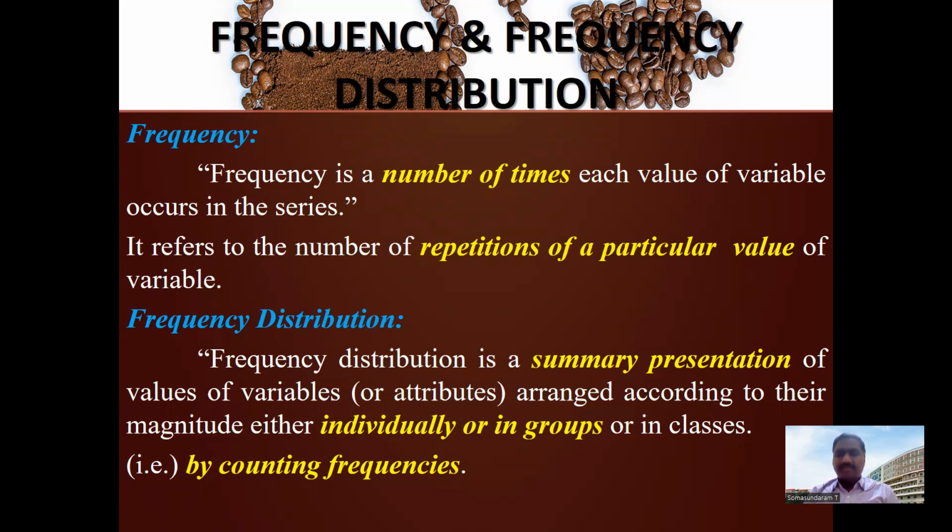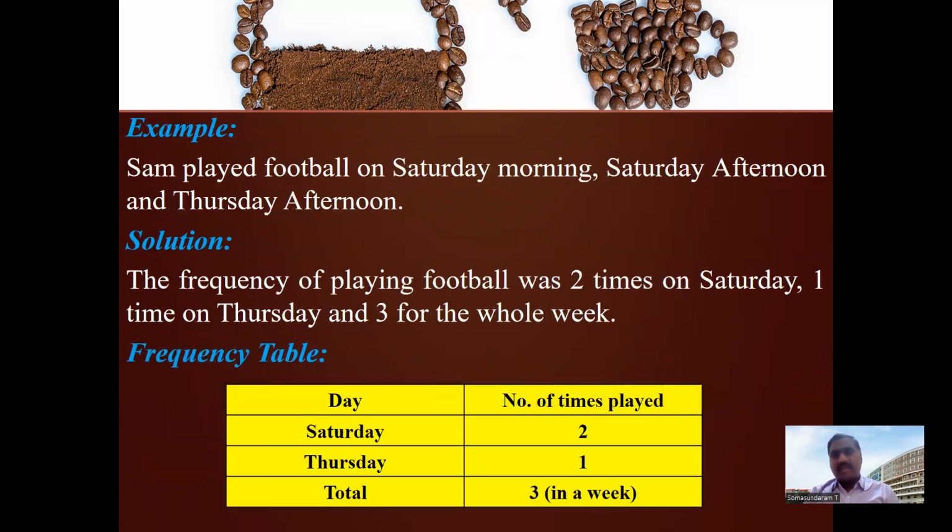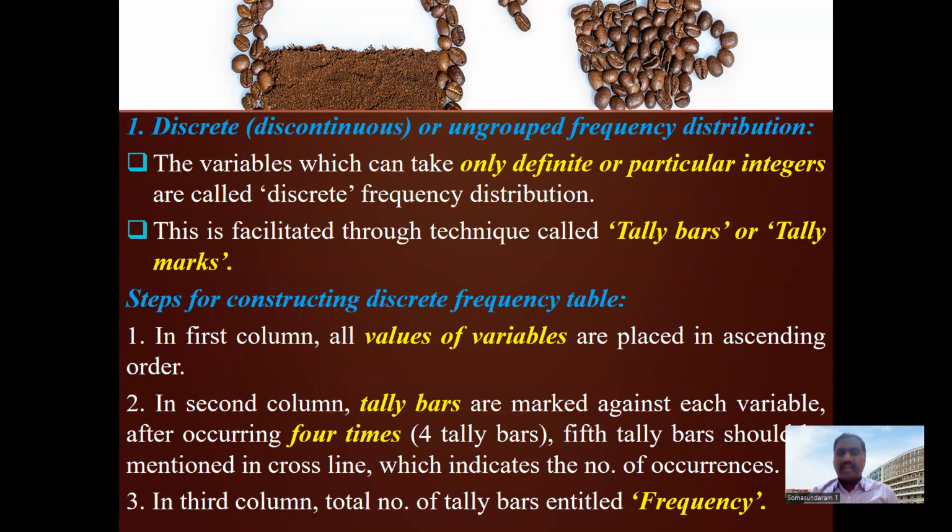For example, I had given you the explanation that Sam played football on Saturday morning, Saturday afternoon, and Thursday afternoon. I want to know how many times they played. Saturday they played two times, and Thursday they played one time. So totally three times in a week, right? So basically, this is the procedure for calculating the frequency.